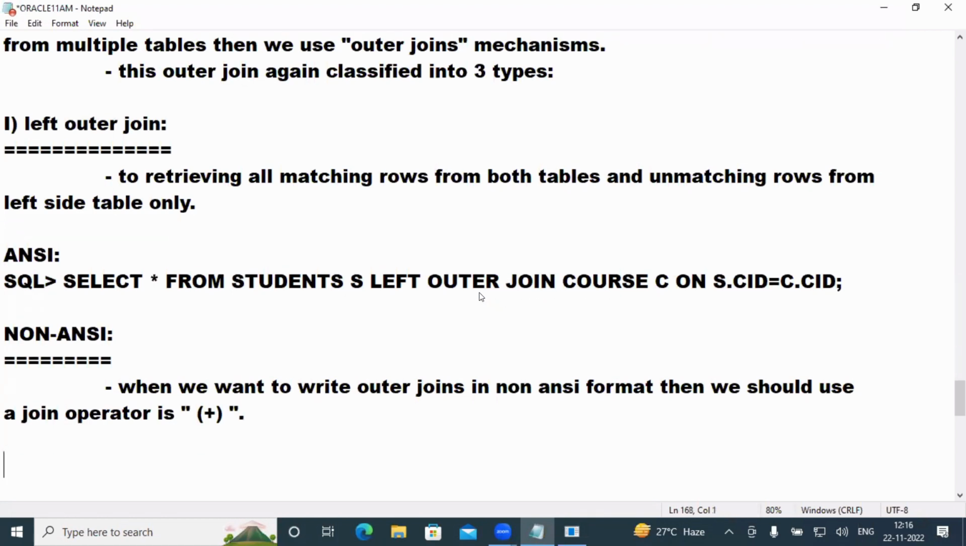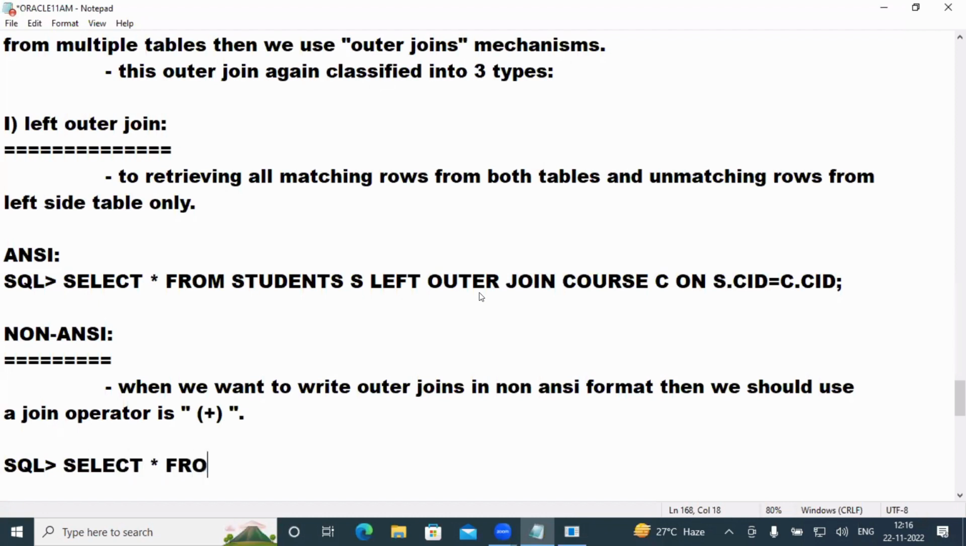But how? When I'm using the join operator, what happens, sir, is that on whichever table you kept this operator, from that table it retrieves only matching rows. That means unmatching rows are not retrieved. For example, you can see here, left outer join. So how to write left outer join? Here observe.